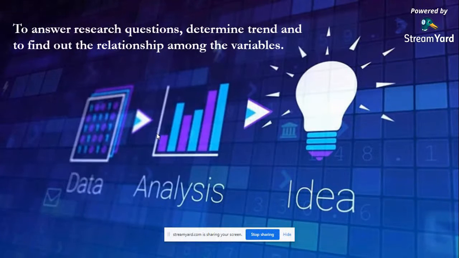Now the data are crude observations. It can be numbers, it can be alphabets, it can be anything. The important thing is that we have to extract information from this data, and that process of abstracting information from the data is known as analysis. So this is a three-step process where we have data, then we do certain analysis, and then we come out with an idea, or the information that is basically hidden in the data. So to answer research questions, determine the trends and find out the relationships among the variables is why we generally go for analysis of the data.